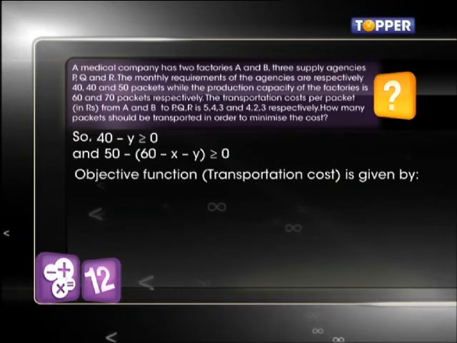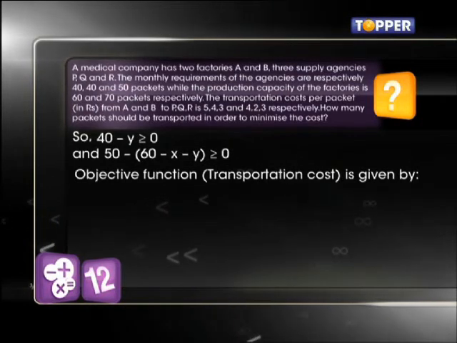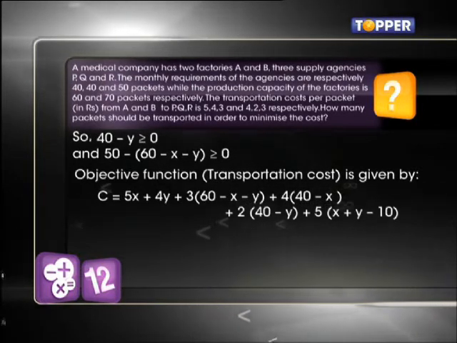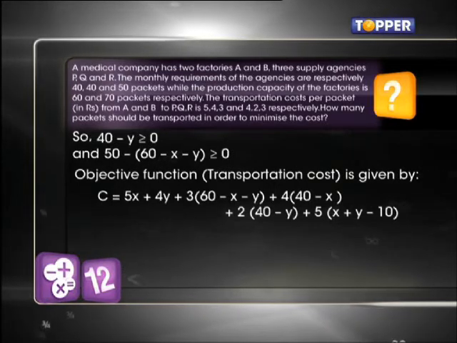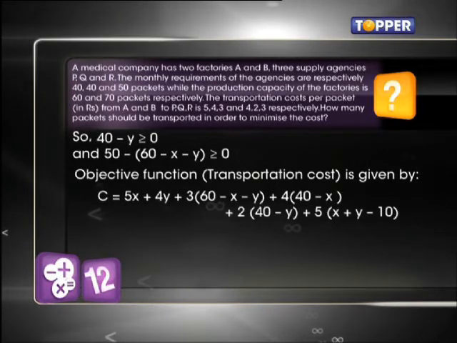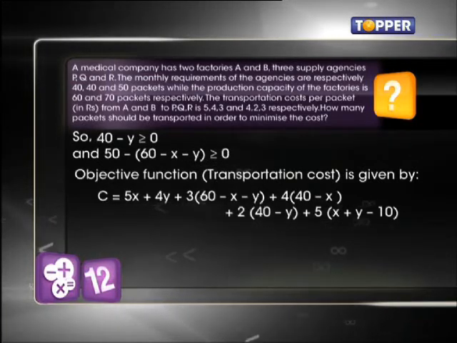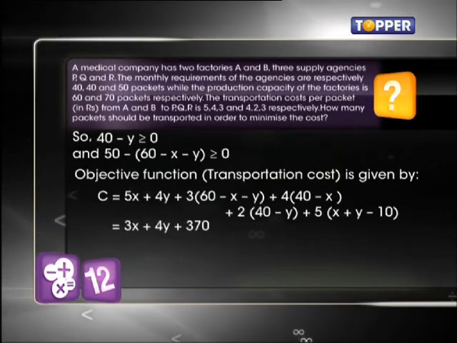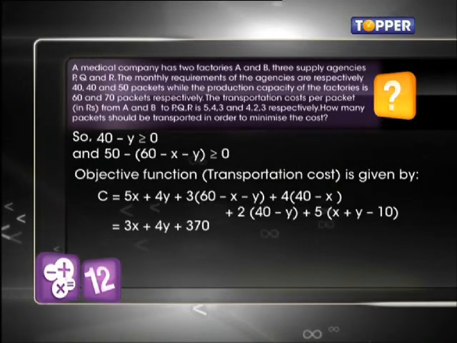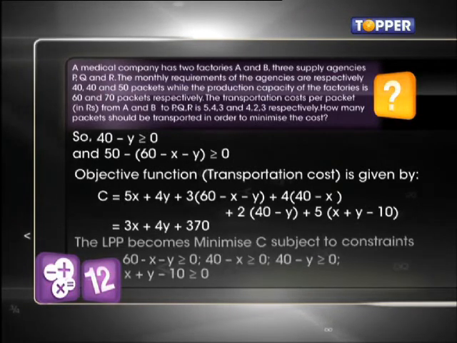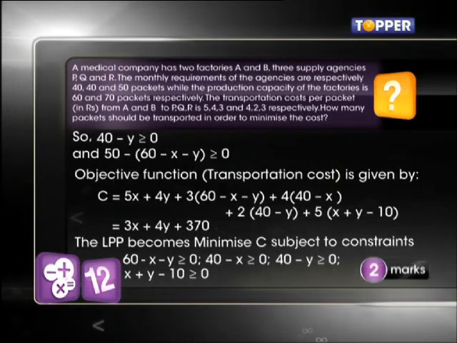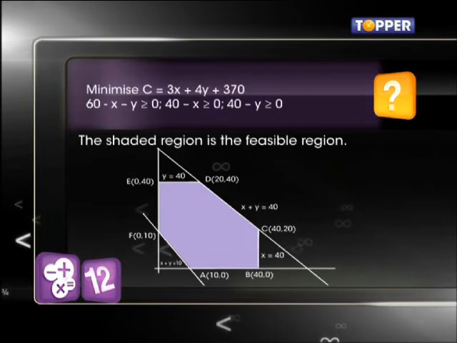Now, the objective function or the transportation cost is given by 5x plus 4y plus 3 into (60 minus x minus y) plus 4 into (40 minus x) plus 2 into (40 minus y) plus 5 into (x plus y minus 10), which equals 3x plus 4y plus 370. Now our problem is to minimize C subject to the constraints. The shaded region is the feasible region.